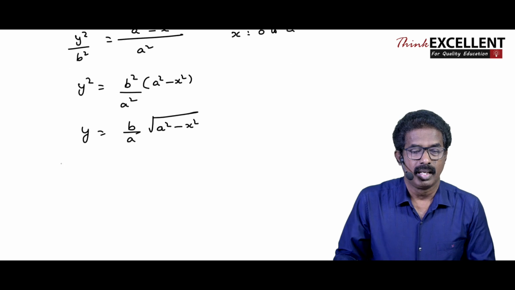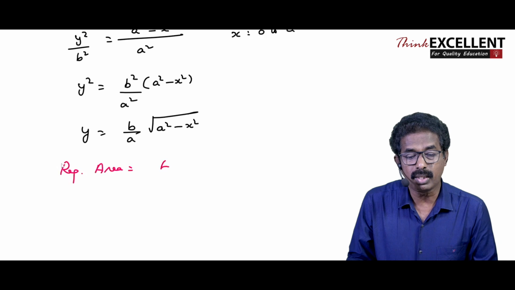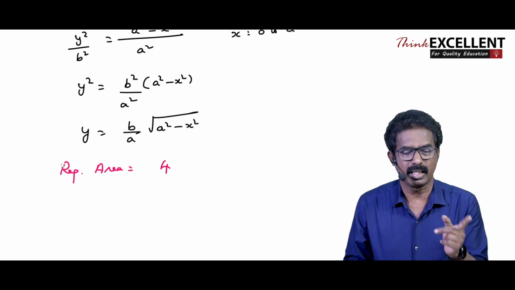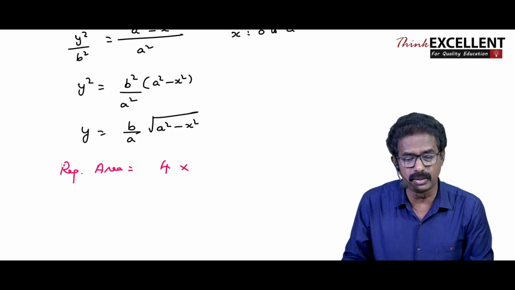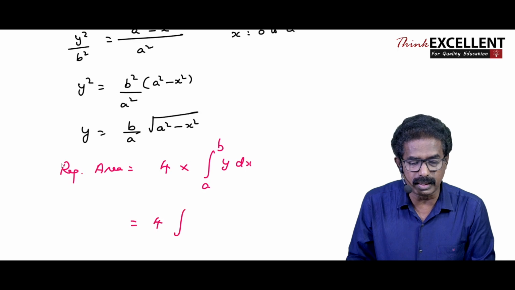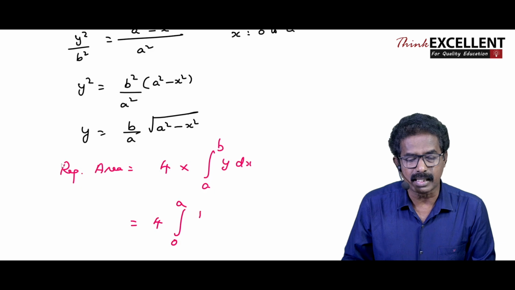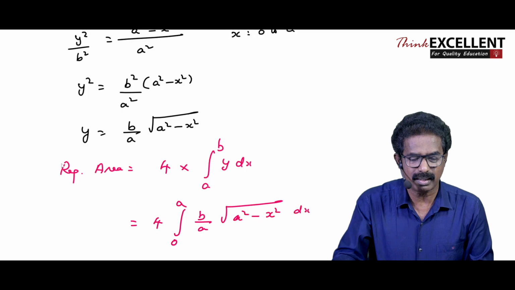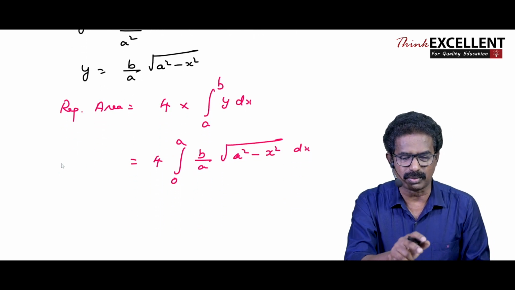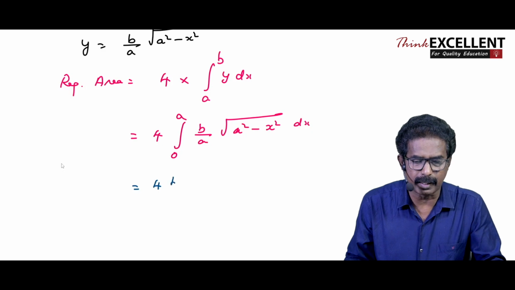Okay, now the required area is equal to 4 times. That is why I write required area. Here the 4 parts are there. 4 into the actual formula, integral a to b y dx. So that is 4 into integral limit 0 to a, right? y dx, that is b by a root of a square minus x square dx. You can do that, but this question I will teach you fully, how to do this integration part. That b by a is a constant, so take it out. So you are getting 4b by a.